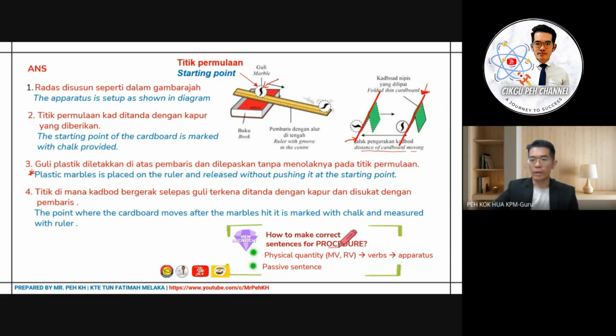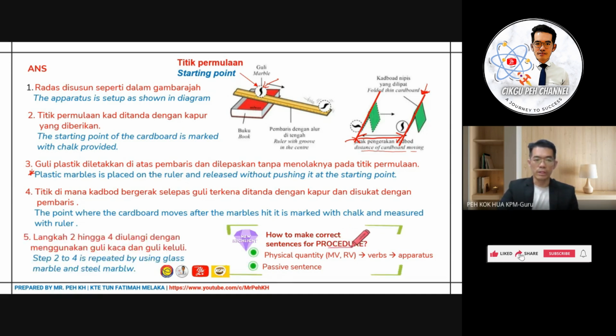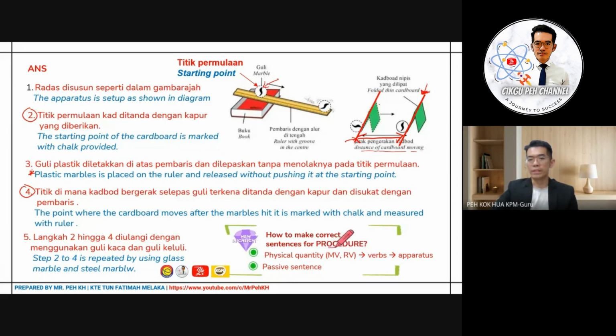Then you have to measure the distance between these two lines with the ruler. Then we have to repeat step 2 until step 4. So here again you have to label. You have to put back your cardboard at the starting point where we just measured. Then the marble you have to place at the same position also, so that the distance from the marble to the cardboard is the same. This is what you actually have to understand.